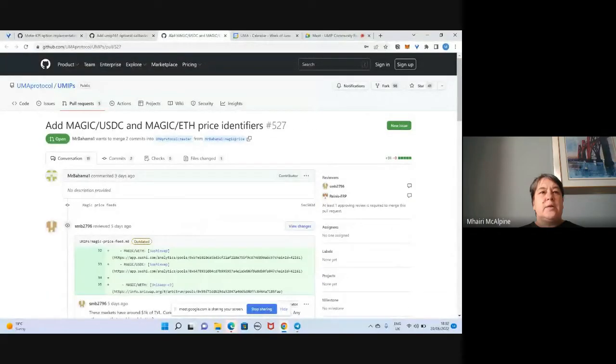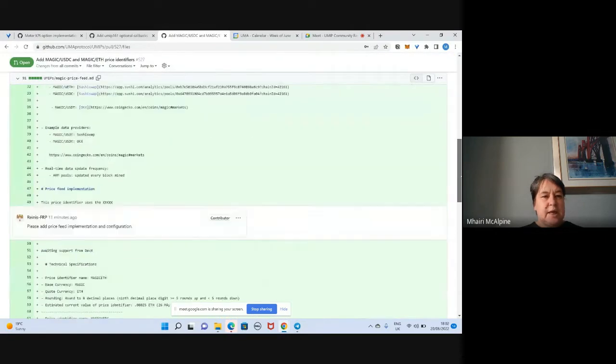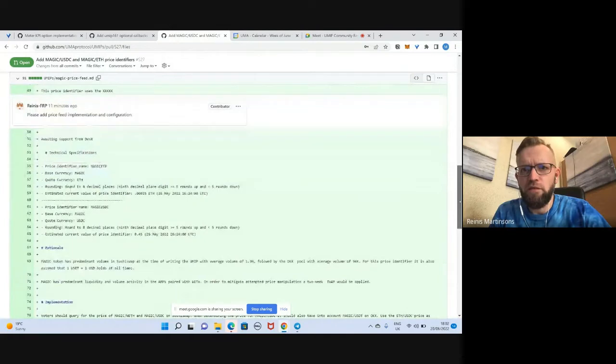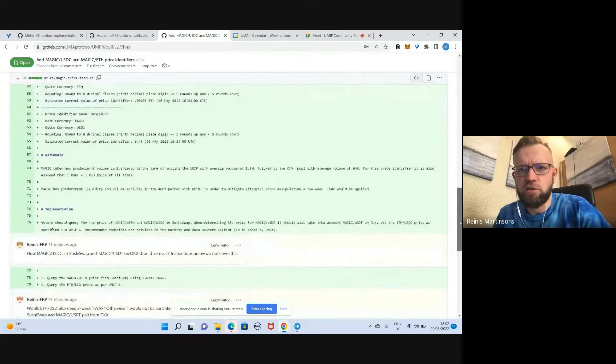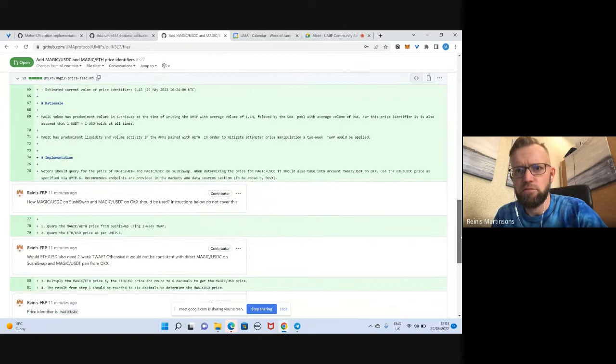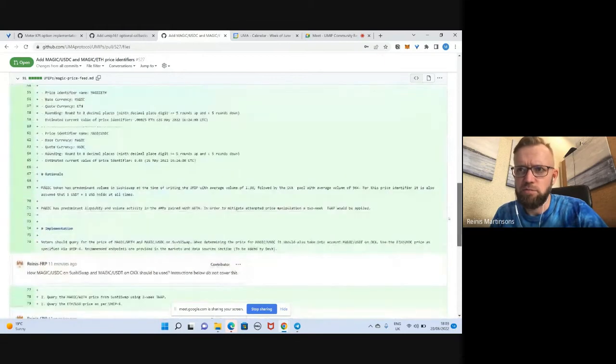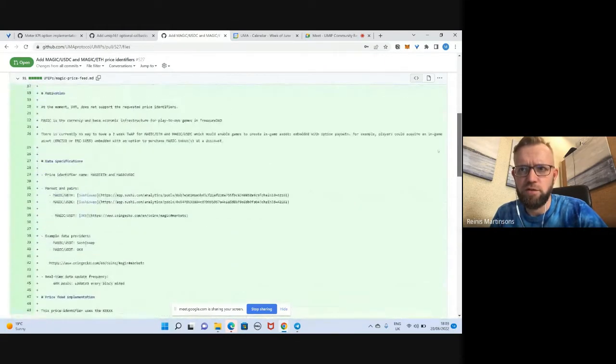The first one we have is Magic USDC and Magic ETH price identifiers. Last time I think this was missing a price feed and implementation details. Do we have that added in now? We have some details regarding instructions in the implementation section, though some of them lack consistency that should be fixed, and also in the price feed implementation it should be added the configuration that's consistent with these instructions. But apart from that, there are no other comments.